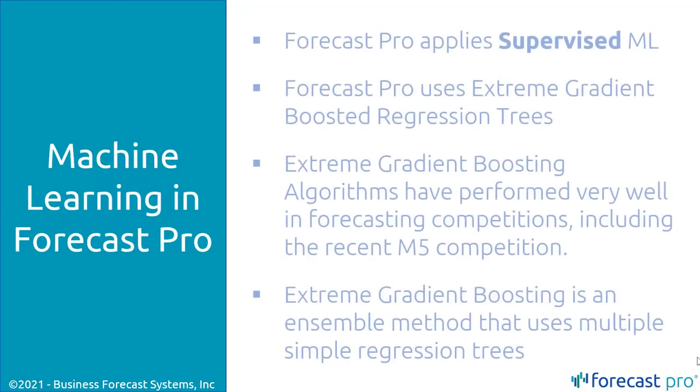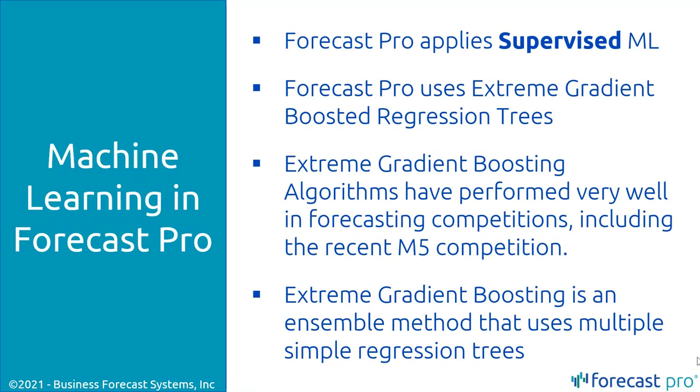The technique of machine learning that Forecast Pro has incorporated is what's called extreme gradient boosting with regression trees. These algorithms have been shown to perform very well when it comes to forecasting demand. It has been tested in many different forecasting competitions, the most recent of which was the M5 competition. This method uses multiple regression trees, where it's looking at different decision making to determine the best possible forecasting. This is done behind the scenes in Forecast Pro, where we use lots and lots of these regression trees to come up with a final forecast.